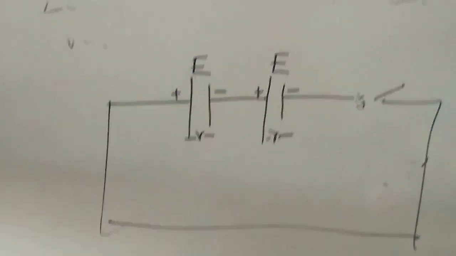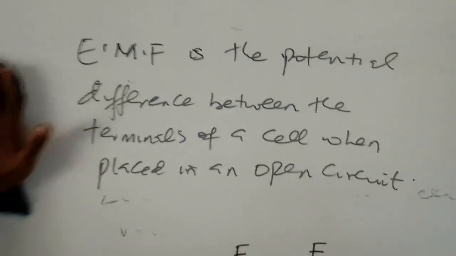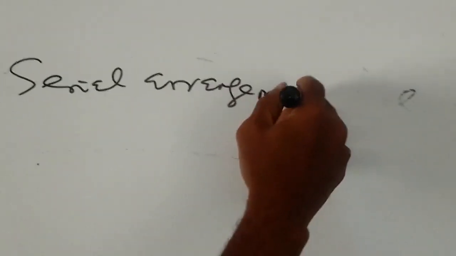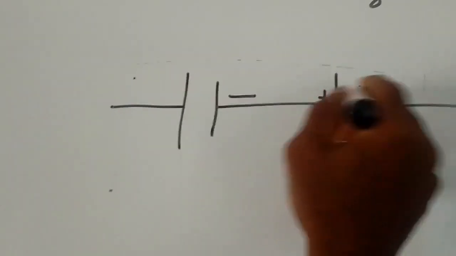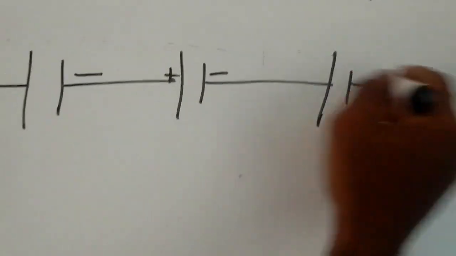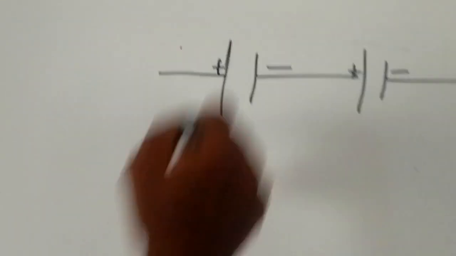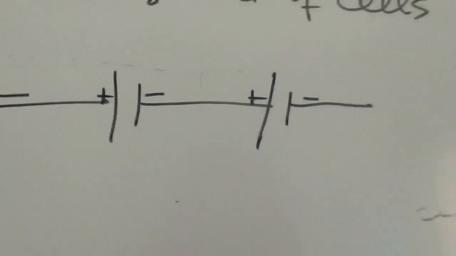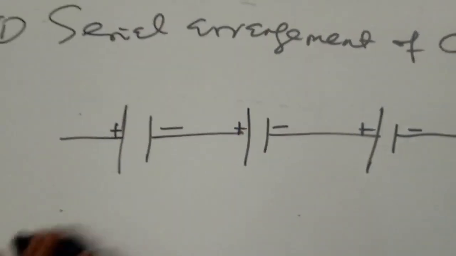Now, we're going to look at combination of cells. How do we combine cells in physics? Cells can be combined in series. They are called serial arrangement of cells. To arrange cells in series, we join the negative terminal to the positive terminal. So when we arrange cells in this way, joining positive to negative terminal, we say that the cells are in series or serial combination.